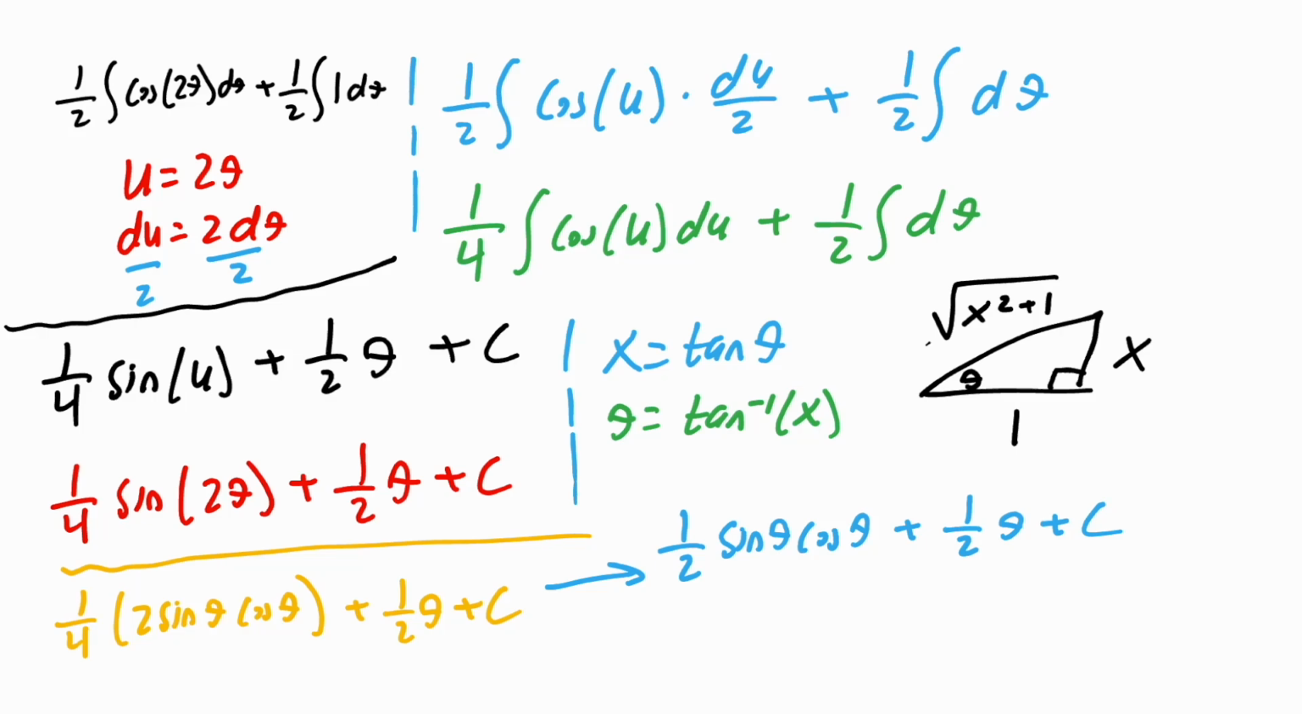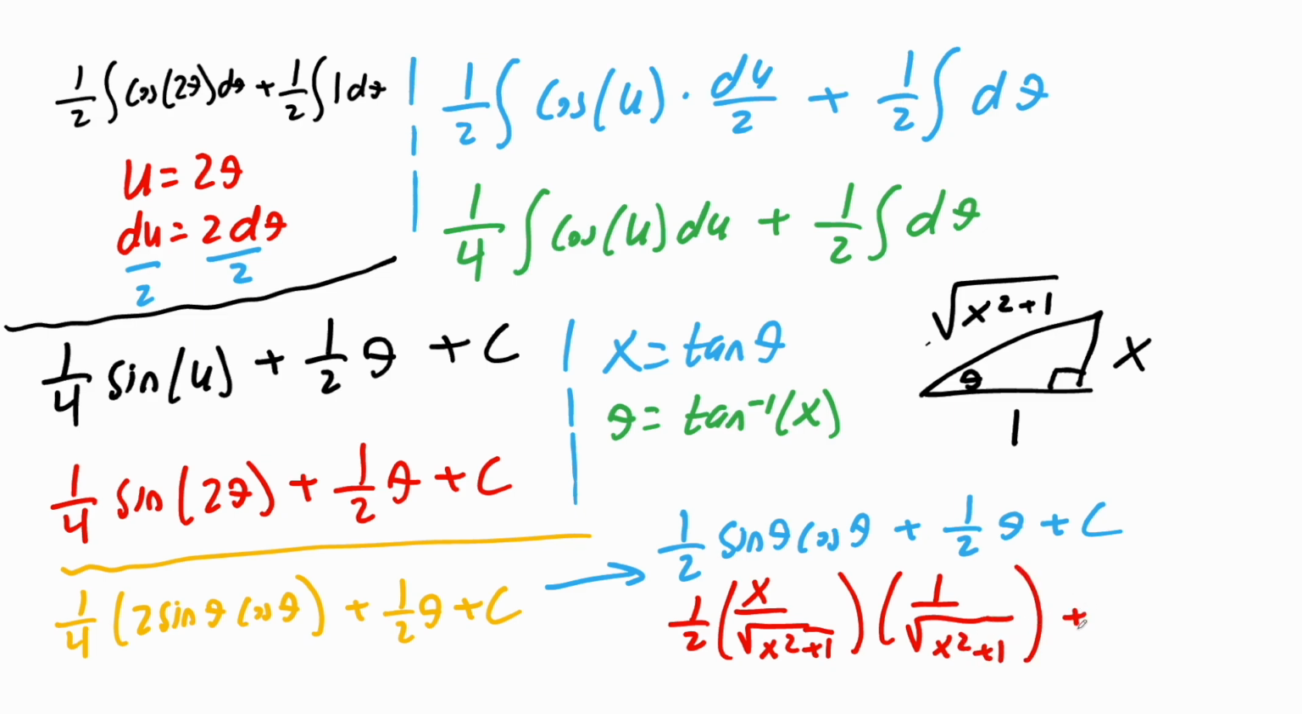Now we finally have everything, so now we can just replace. So we have our 1/2 sine theta. Sine is opposite over hypotenuse. So opposite is x, divided by hypotenuse, which is this piece, the square root of x squared plus 1. Close it. Cosine theta is adjacent over hypotenuse. So 1 divided by the square root of x squared plus 1. Close it. Plus 1/2 theta. Theta is this thing. Theta is arctan x. So 1/2 tan inverse x plus c.